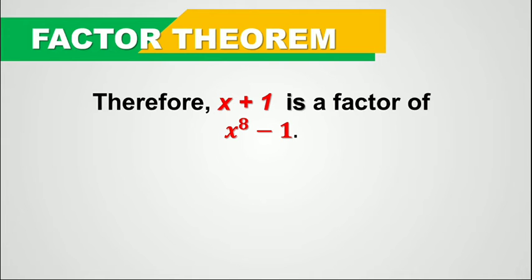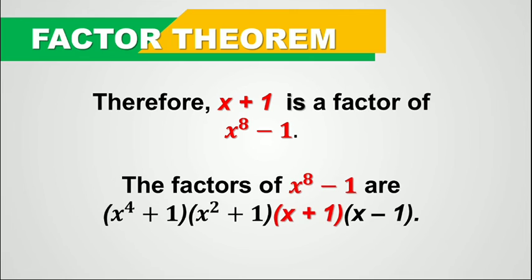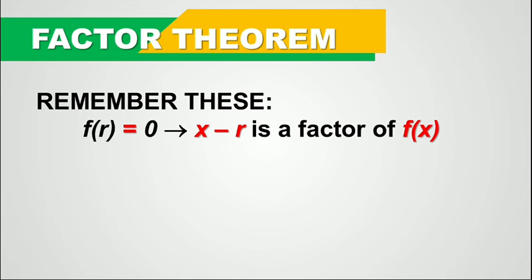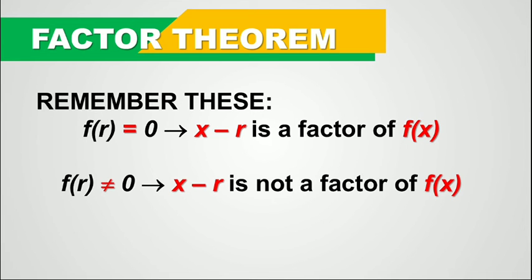If we factor this x to the power of 8 minus 1, our factors would be x to the power of 4 plus 1, x squared plus 1, x plus 1, and x minus 1. So we have here x plus 1, which is one of the factors of x to the power of 8 minus 1. That's how the factor theorem works. Just remember that if f of r is equal to 0, then x minus r is a factor of f of x. However, if f of r is not equal to 0, then x minus r is not a factor of f of x.